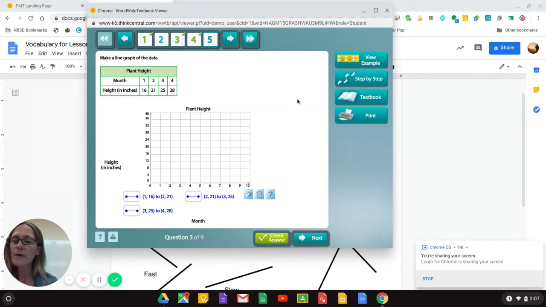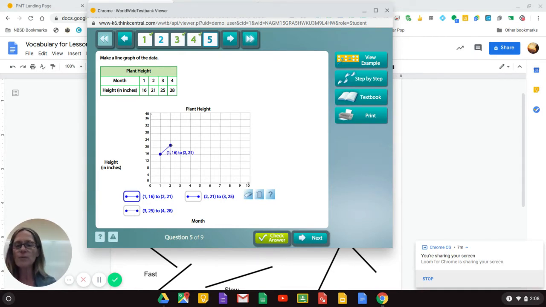So we want to make another line graph of this data. Where am I going to start? I'm going to start at month 1, height 16. Month 1, height 16. And the change into month 2 shows 21 inches. So I'm going to grab my point. I'm going to come to 1 and 16, and I'm going to drag it to 2 and 21.